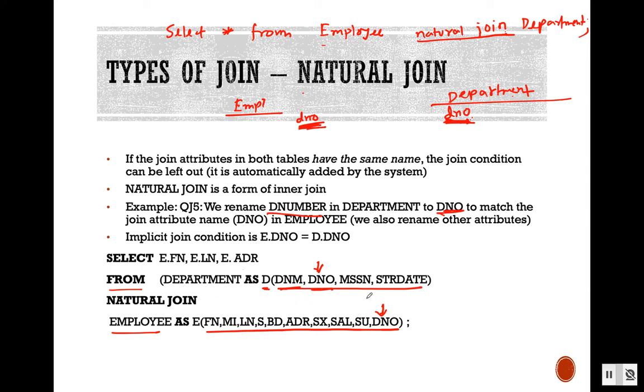So DNO we have the same attribute name, so by default this is going to create a join operation, and it is going to find the relevant tuples where we have a matching DNO from department as DNO from the employee.